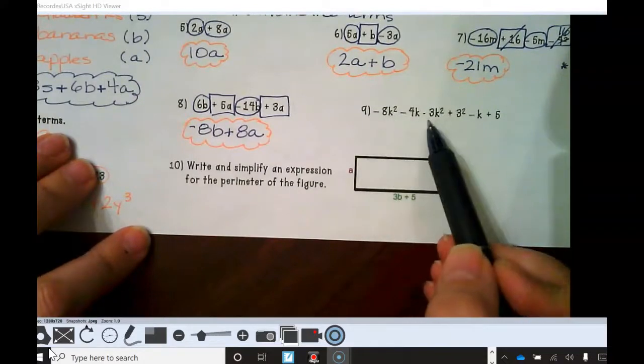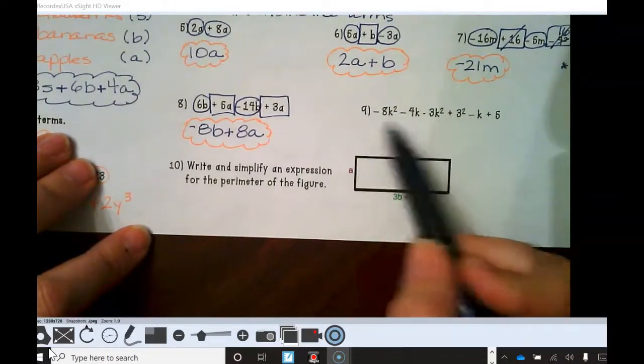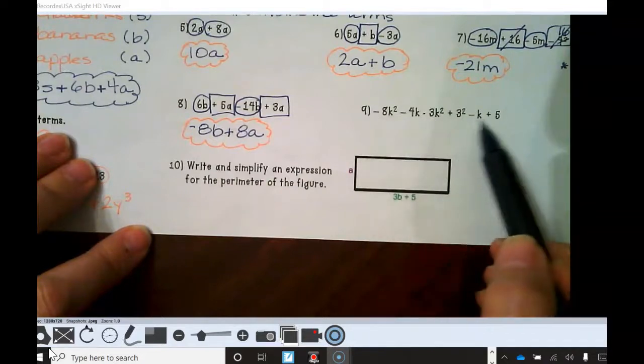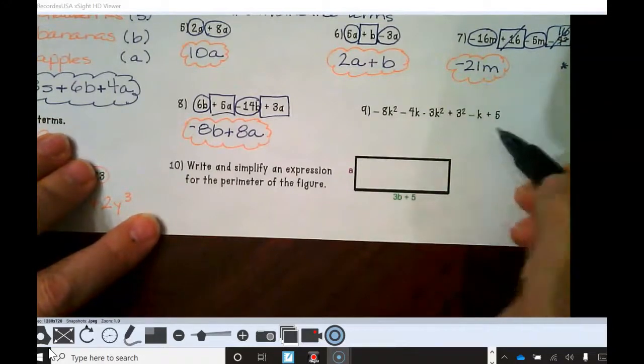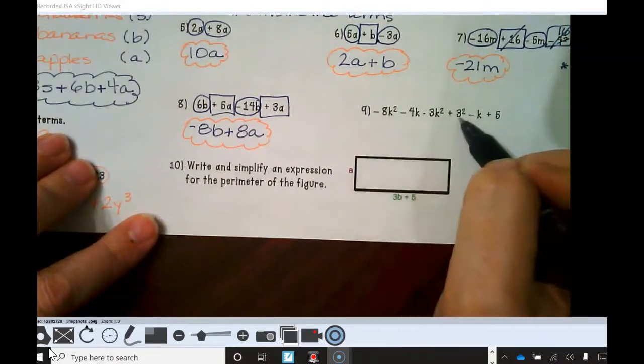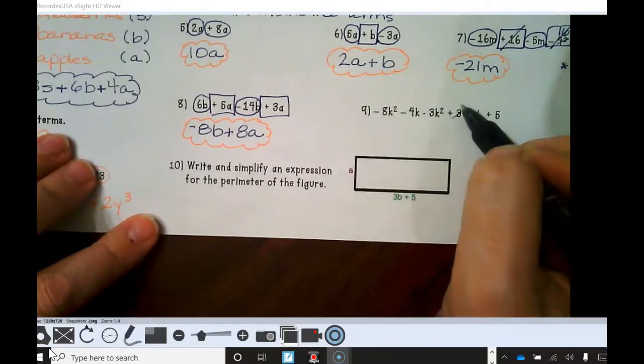1, 2, 3, 4, 5, 6 terms. That's a lot. So you're going to take your time, look for your constants that may have an exponent first, and we have one of those. Plain old number, so 3 squared is 9.